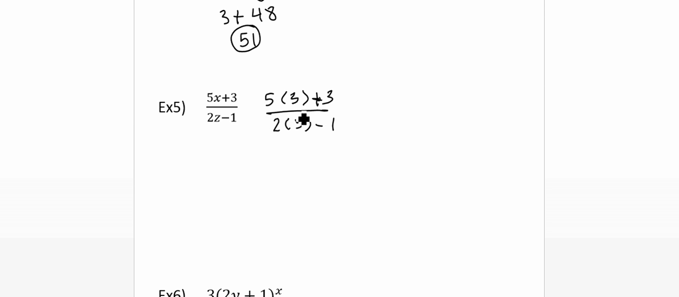Well, I have a fraction bar. Remember, when I have a fraction bar, it's like invisible parentheses around the top and the bottom. So I'm going to do the entire top first, get an answer, do the entire bottom second, get an answer, and I'm going to divide last. Don't forget, that's division. Okay? That's division right there. All right, so what would I do first?